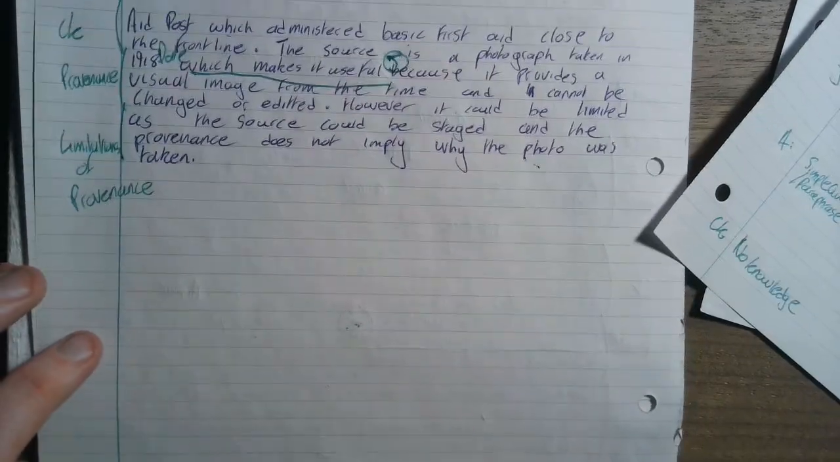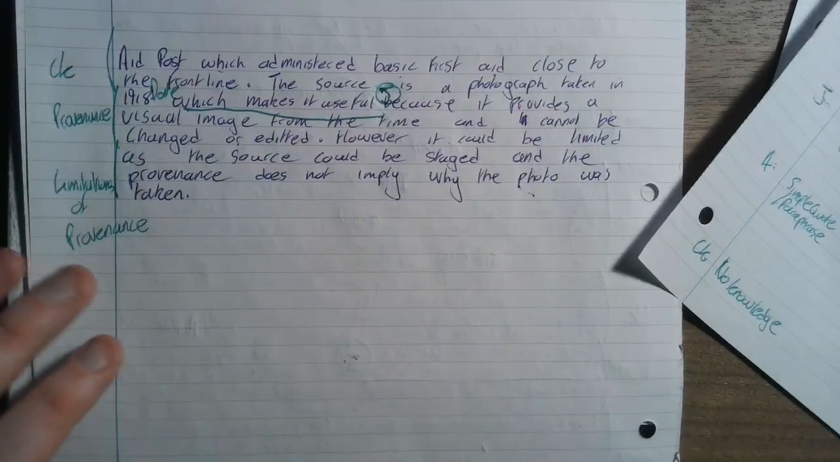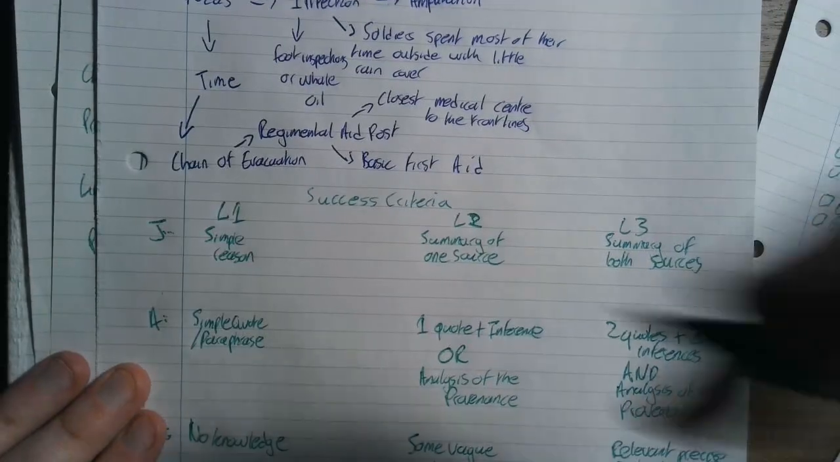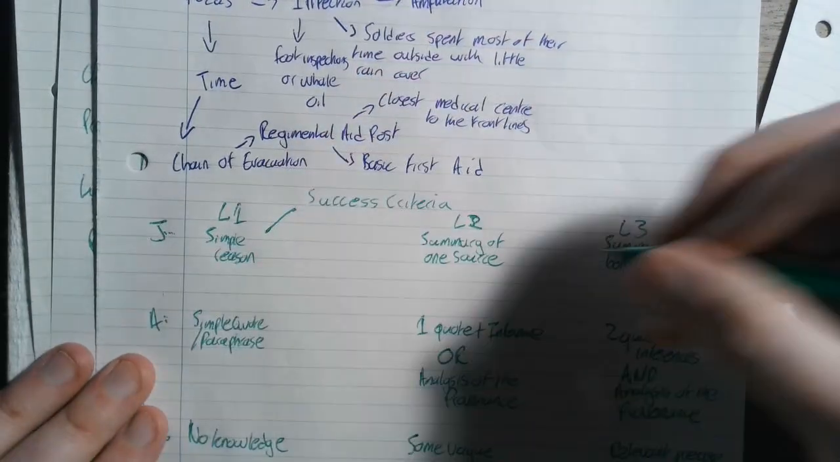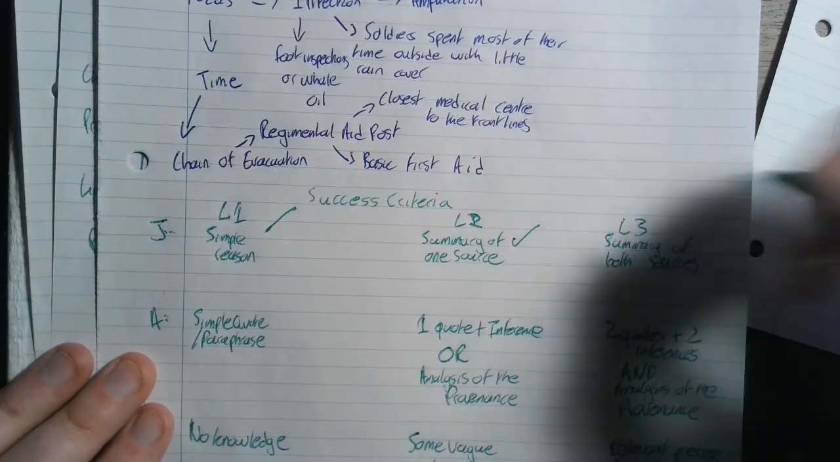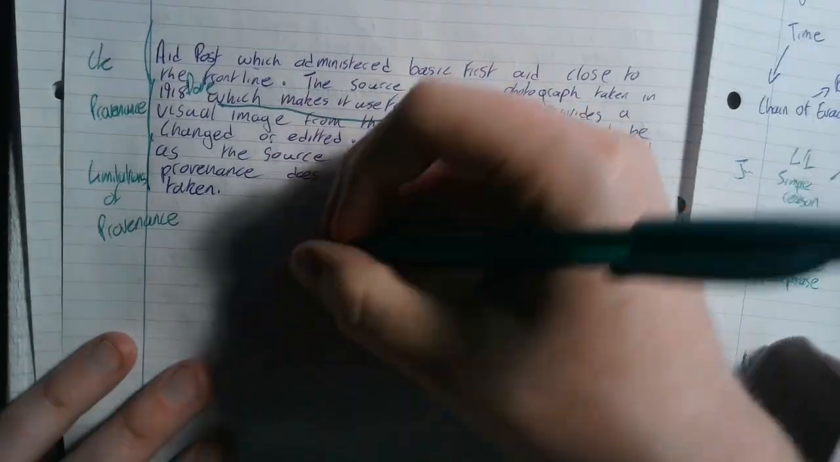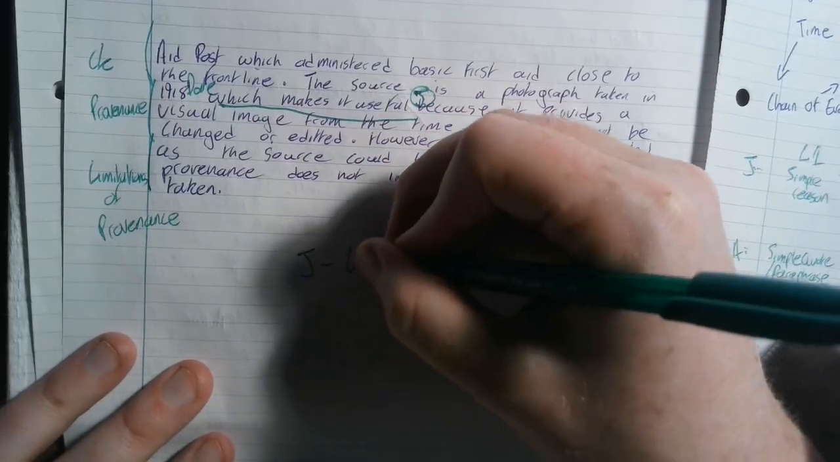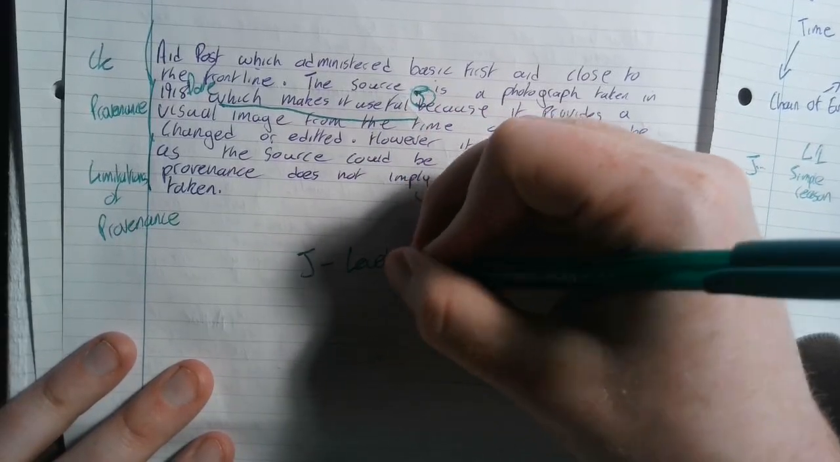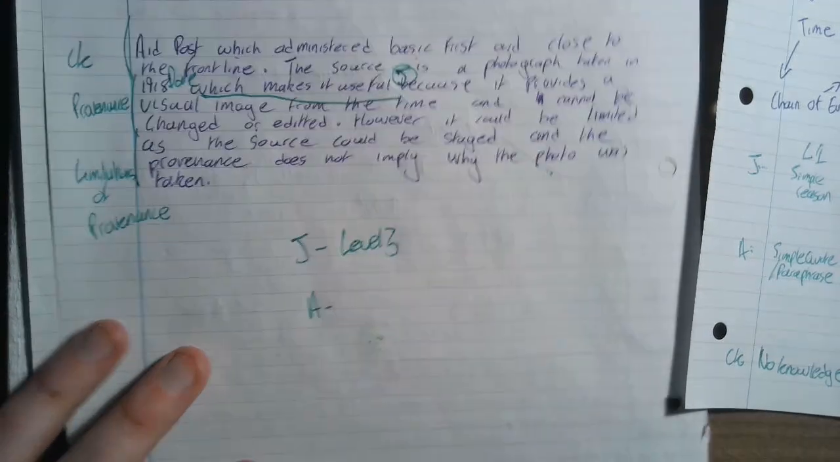Okay, so let's go back to my success criteria. We'll do it one at a time. Have I given a simple reason? Well, I definitely have. Have I got a summary of one source? Yeah, absolutely. Have I got a summary of both sources? Yes, I have. So I'm going to put a J here, and I'm going to give myself a level 3 for judgment. Okay, let's have a look at analysis.